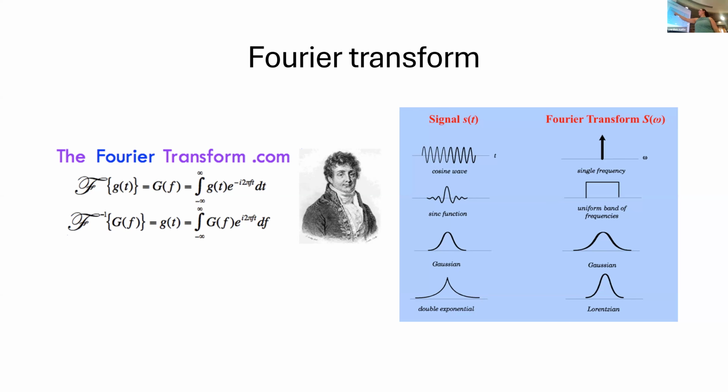If you have a signal which is a cosine wave, this will look like a delta function in the frequency domain. I just used all the notations. It could be T or F, everything. Here it's omega. Omega is also frequency. Just start to get ready for that.